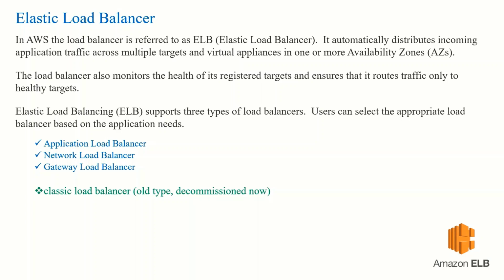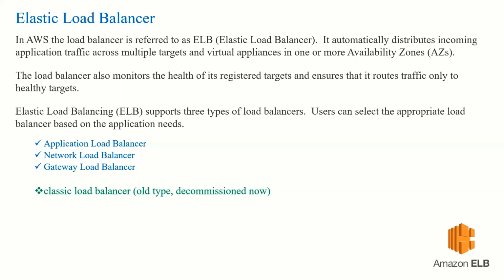So Elastic Load Balancing supports 3 types of load balancers. The user can select the appropriate load balancer based on the application they are using. What is the purpose? Based on the purpose, the need can be fulfilled. One such load balancer is called the application load balancer. The next one is the network load balancer. And the last one is the gateway load balancer.